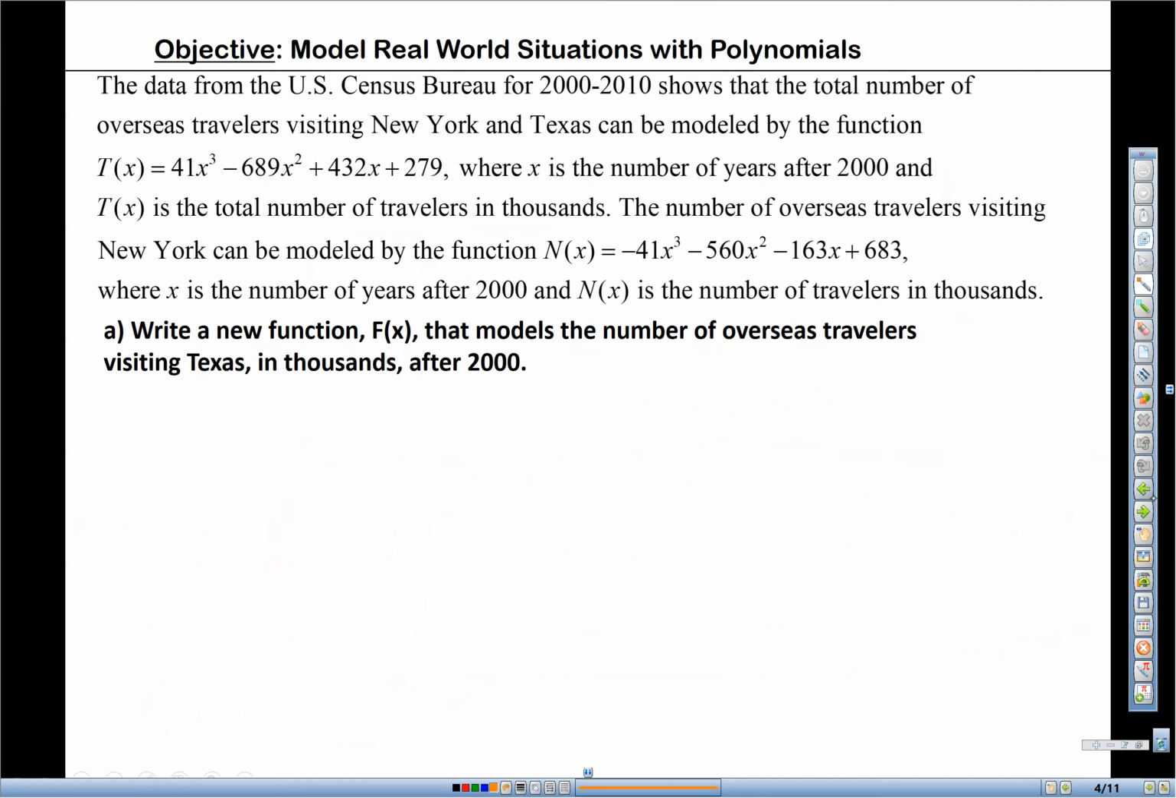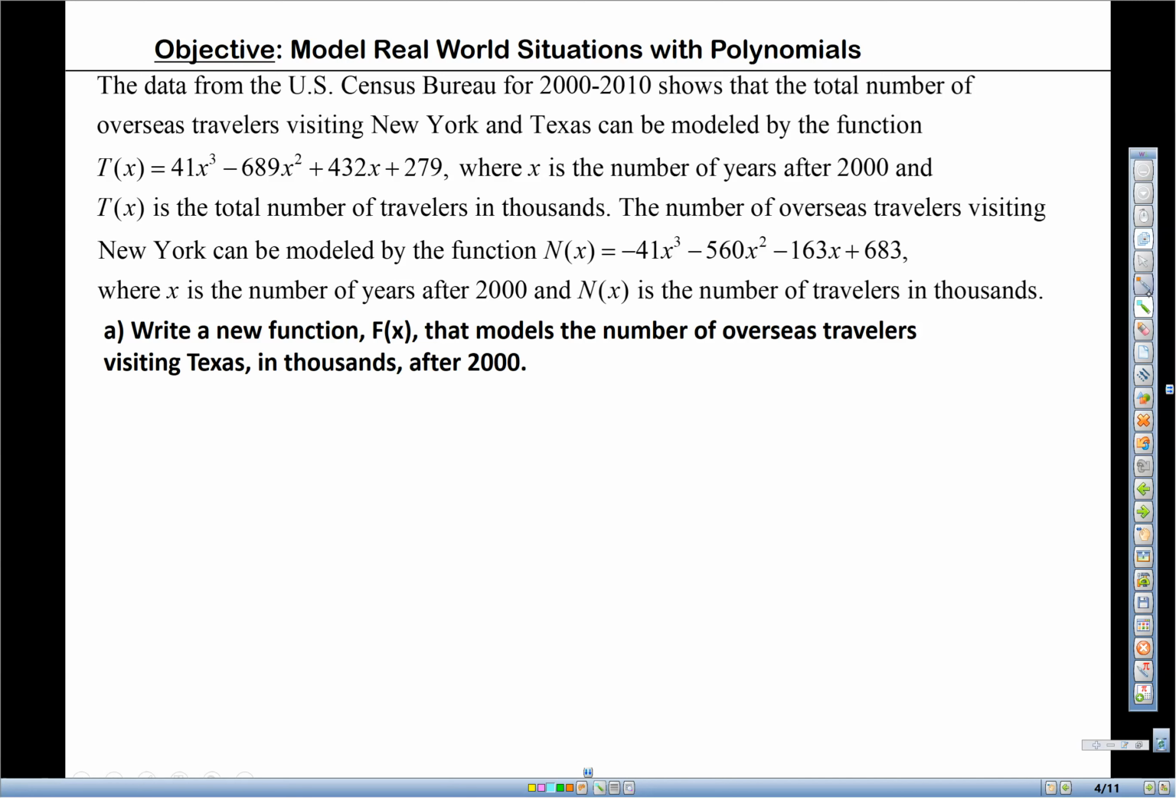All right, so here we are again looking at another kind of wordy problem. Again, I'd read it and annotate it with highlighters, pens, pencils, that kind of thing. Reading it, it says the data from the U.S. Census Bureau for 2000 to 2010 shows that the total number of overseas travelers visiting New York and Texas can be modeled by the function t of x, where x is the number of years after 2000 and t of x is the total number of travelers in thousands.